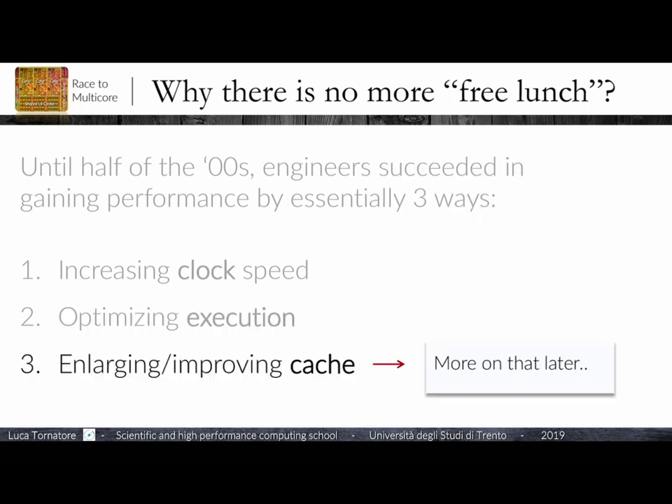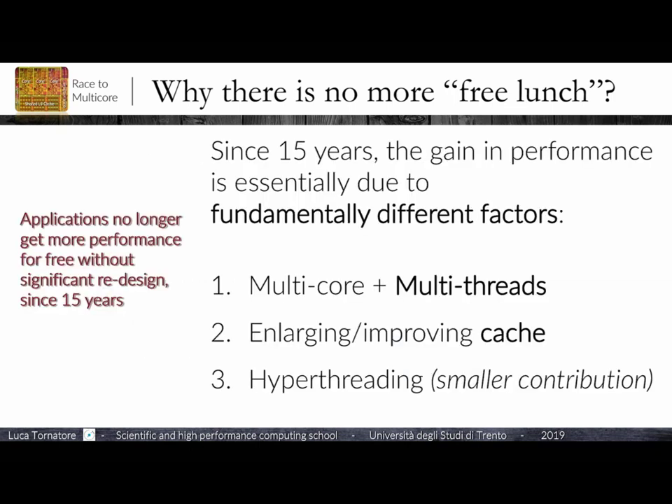Improving cache, we have seen what it means yesterday. However, for 15 years, the gain in performance is essentially due to fundamentally different factors: multi-core and multi-threads, the cache, and hyper-threading. We were talking about hyper-threading yesterday. What is hyper-threading, actually? Hyper-threading is related to the superscalarity of the CPUs.